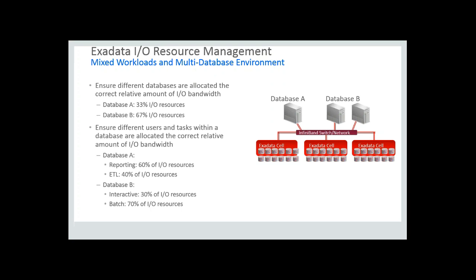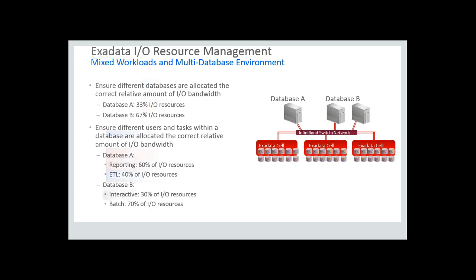Suppose you are running one very critical database and one less critical database on Exadata. You can divide the IO resources between these two databases so that your non-critical database does not consume all the IO resources, leaving your critical database with fewer IO resources available, which would mean performance issues on your database. We'll discuss this in detail also.